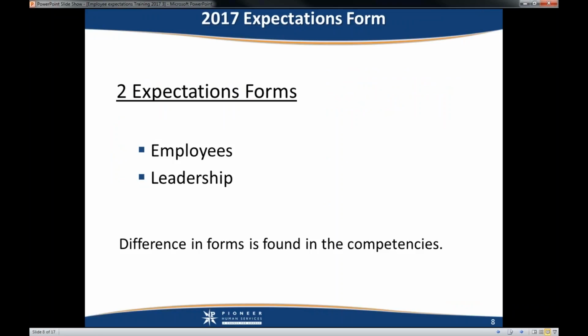We have expectation forms on Pianet. Please make sure you're using the correct form. You can put in the search box in Pianet expectations with an S at the end. Those two forms will come up, both the leadership and the employee expectation. Leadership refers to supervisory employees. If you have questions as to which form applies to certain employees, ask your leadership.